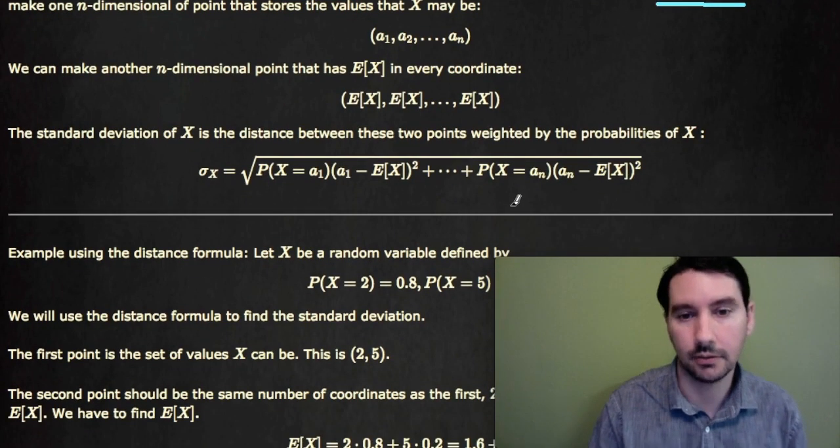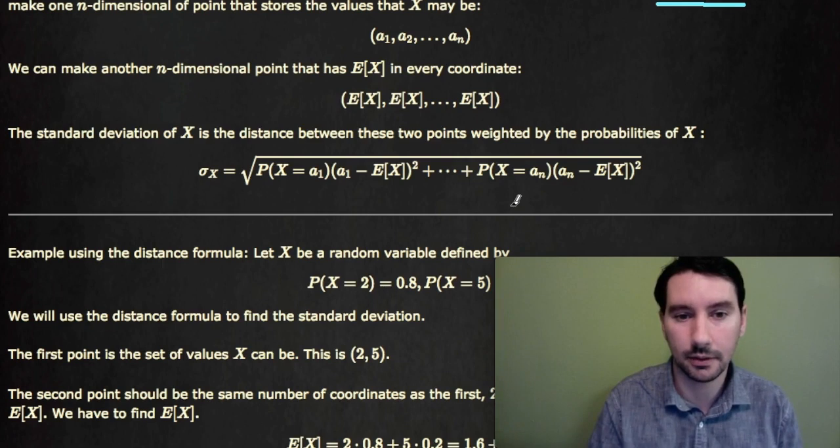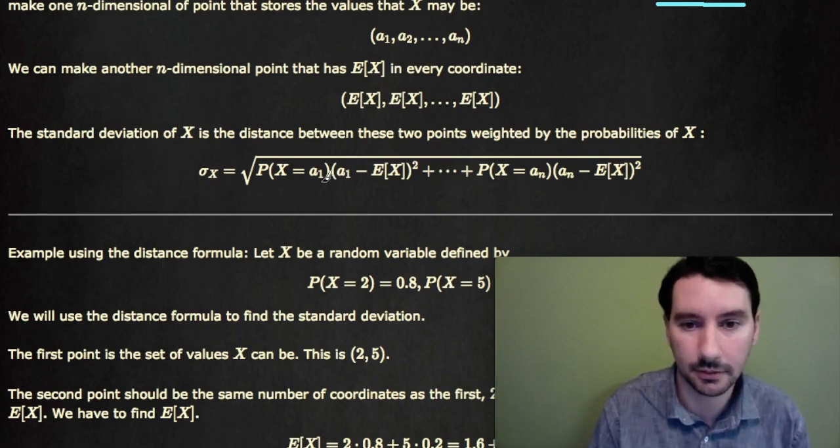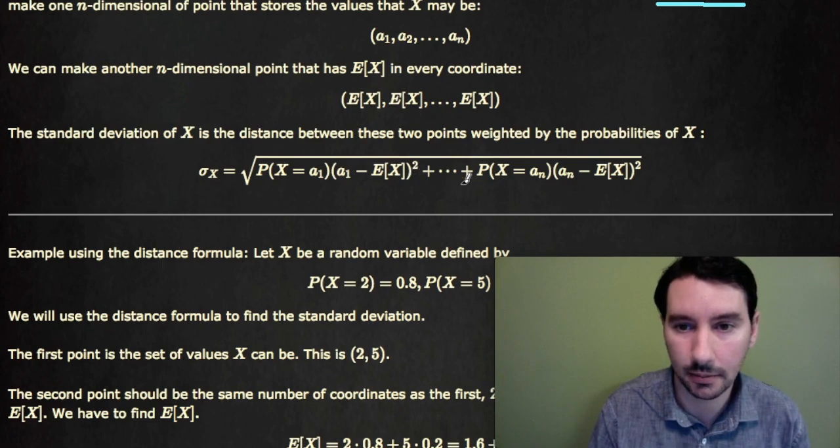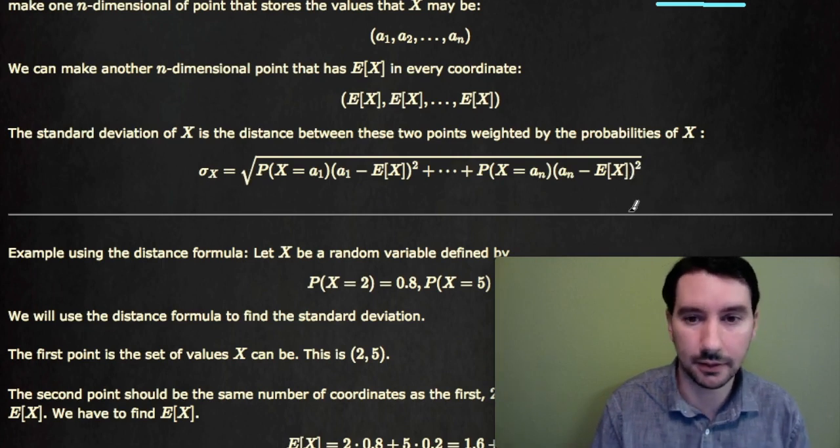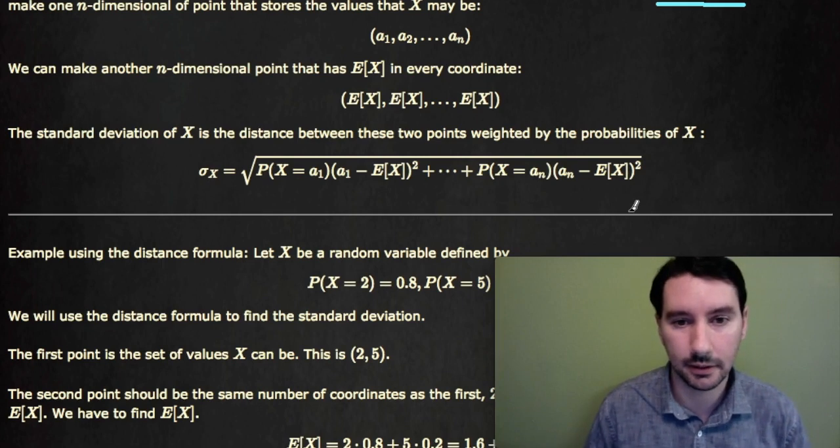on average, so now if we take the expected value of the distance of these 2 points, we're going to get the probability that X equals a1 times a1 minus E of X squared, plus so on, plus the probability that X equals an times an minus E of X squared. And then take the square root of that, and that gives you the standard deviation. So it is really, in a sense, a measure of the distance from the random variable to its expected value.